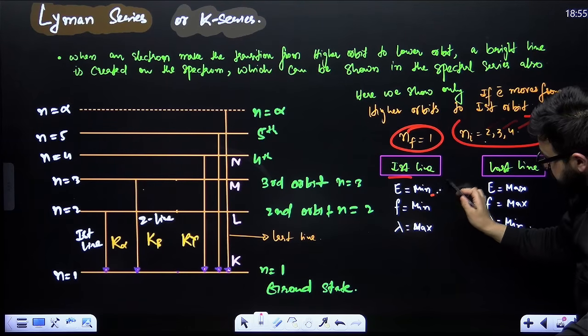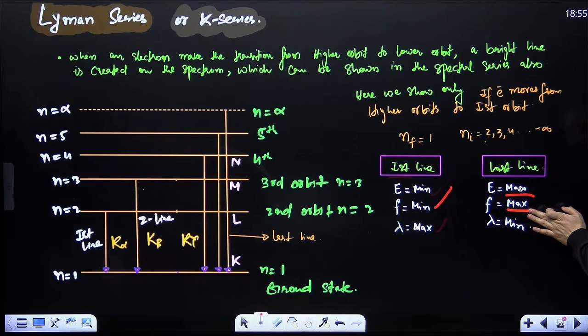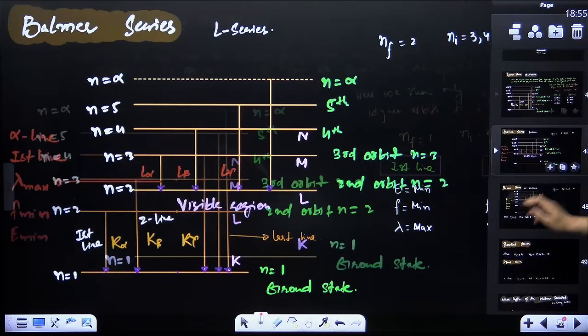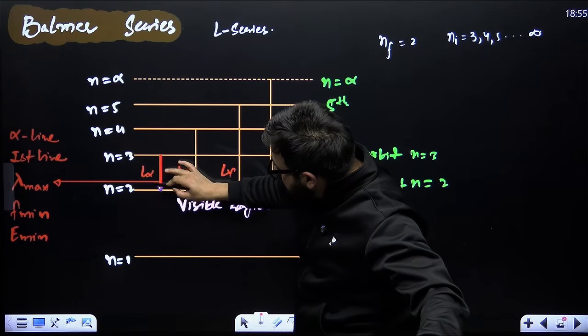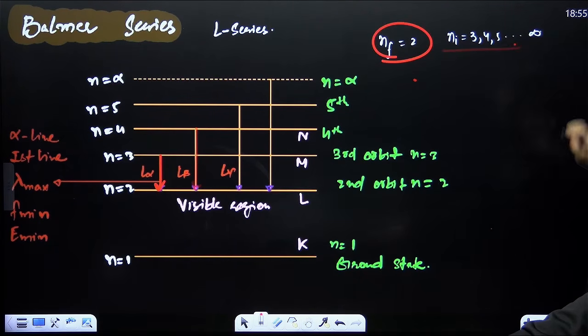So for the first line, energy is minimum, frequency is minimum, and lambda is maximum. For the last line, energy is maximum, frequency is maximum, and lambda is minimum. Similarly, in the Balmer series, the electron moves from a higher orbit to the second orbit. Here the final orbit is 2, and the initial can be 3, 4, 5 and so on.